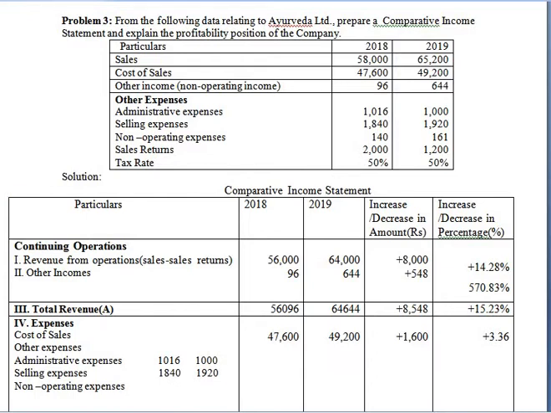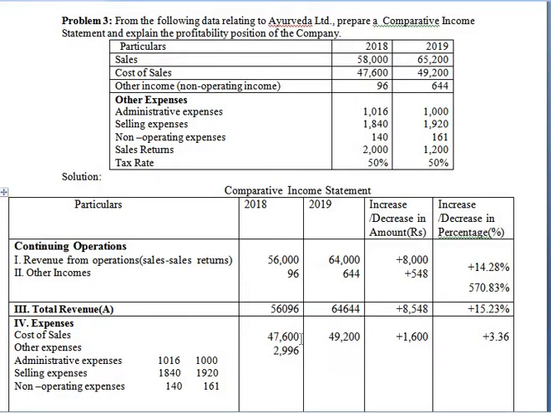How much is the non-operating expenses for 2018? How much it is? 140. Okay, and for 2019 it is how much? 161. Okay, now make the total and write in front of other expenses. Now total other expenses for the year 2018 is how much? 1016 rupees plus 1840 plus 140, which is equal to 2996.